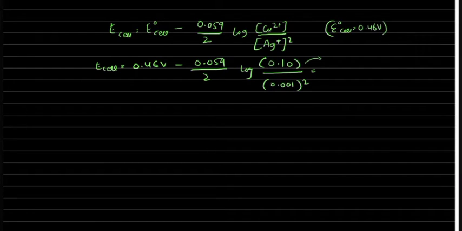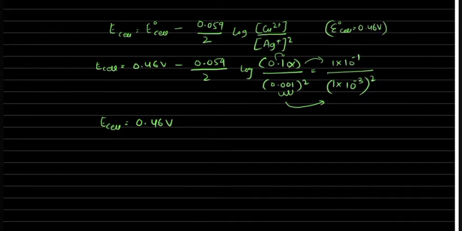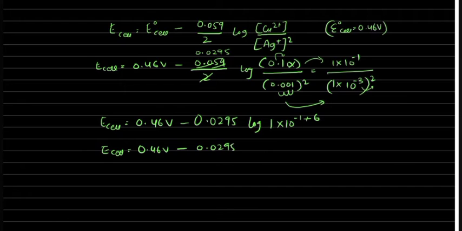So we need to calculate it. We can write 0.10 as 10 raised to power minus 1, and here we will write 10 raised to power minus 3, because after the decimal 3 digits are there, squared. So E cell is equal to 0.46 volt minus 0.0295 into log, and the value will become 10 raised to power minus 1 plus 6, that is 10 raised to power 5.